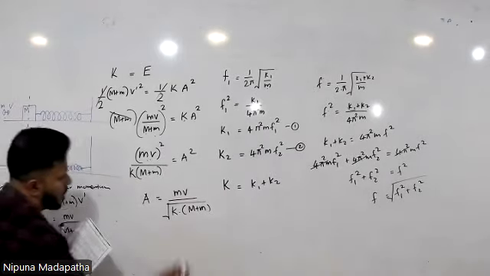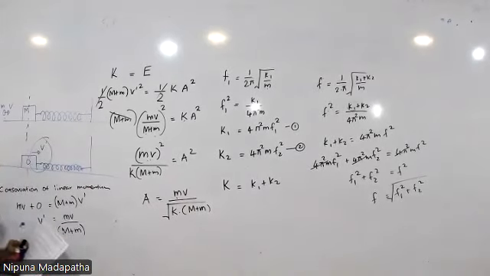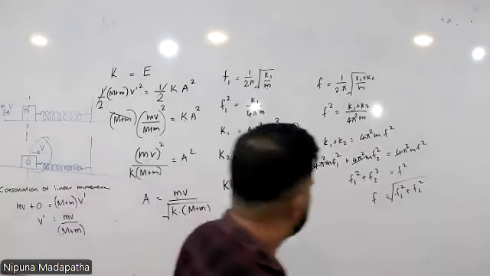So in the answer, the mass value should be small m; change it into small m. The answer can have capital M here.